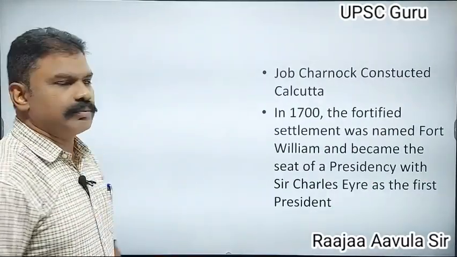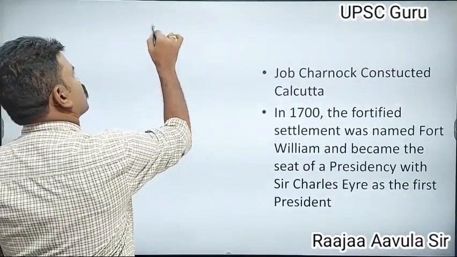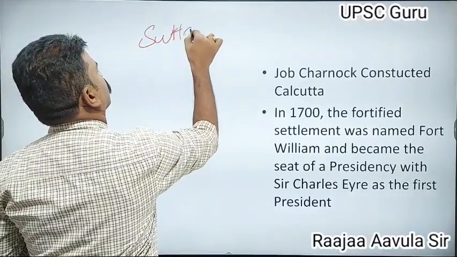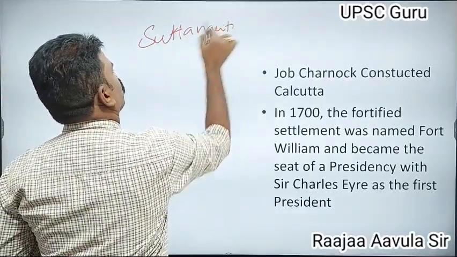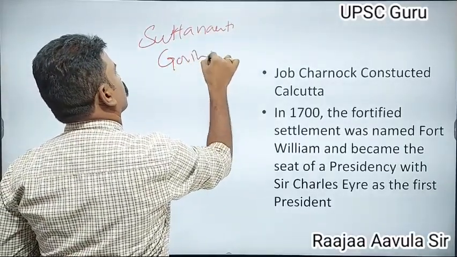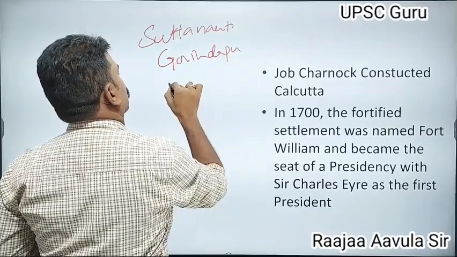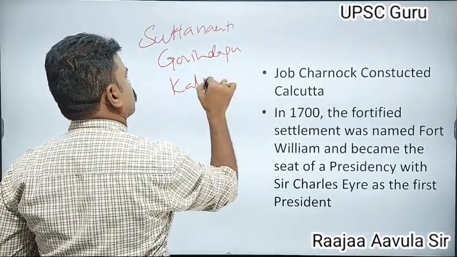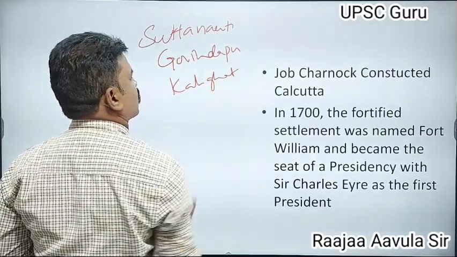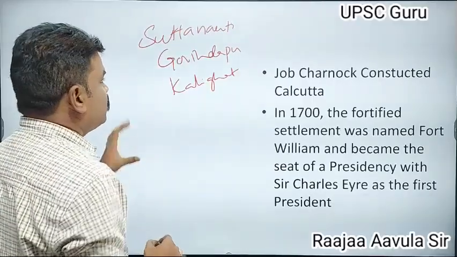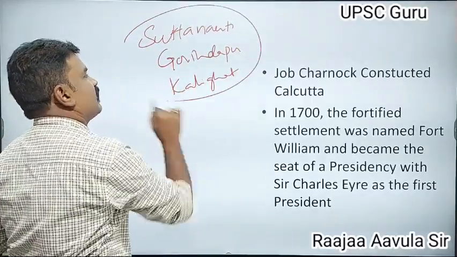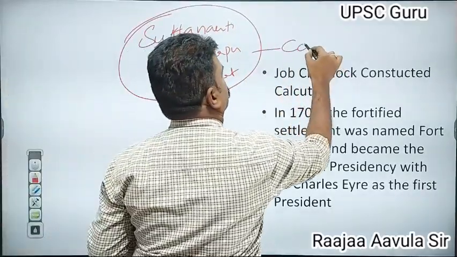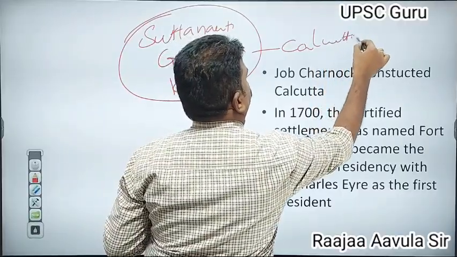After this, Sutanati, Govindapur and Kalighat, these three areas were combined and constructed as Calcutta by Job Charnock.